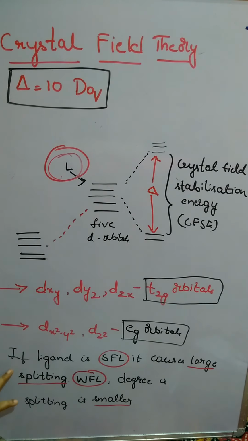So the strong field ligands and weak field ligands have been arranged. That is nothing but the arrangement of the ligands in increasing order of crystal field stabilization energy, from the weak field ligand to the strong field ligand. That arrangement is called the spectrochemical series. So we shall see that part in our next class.